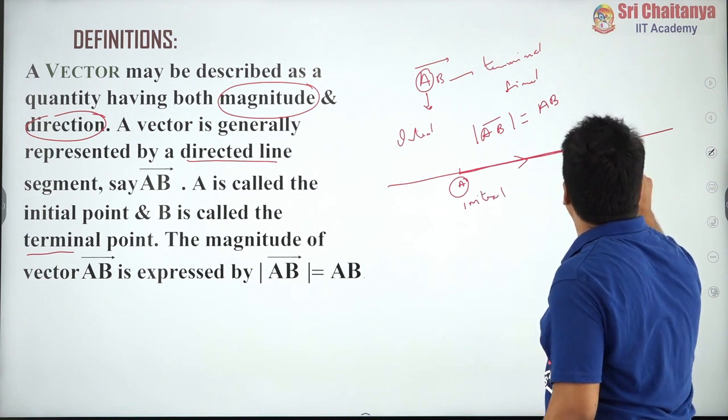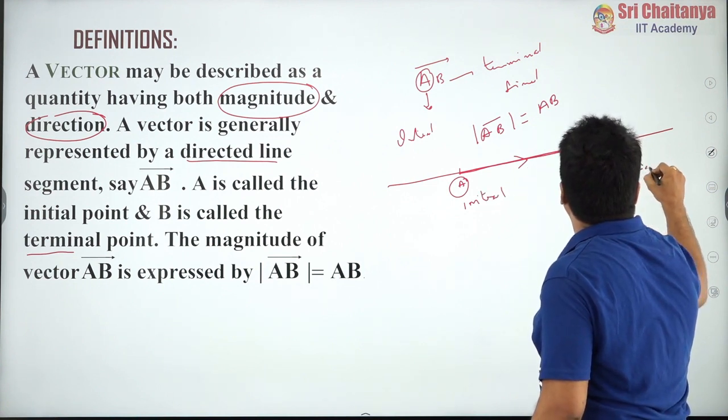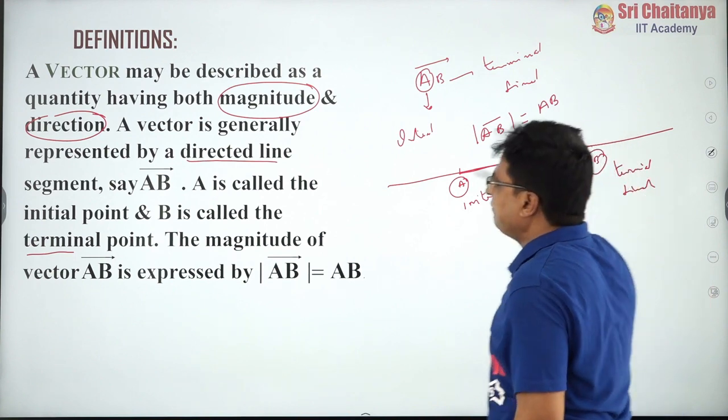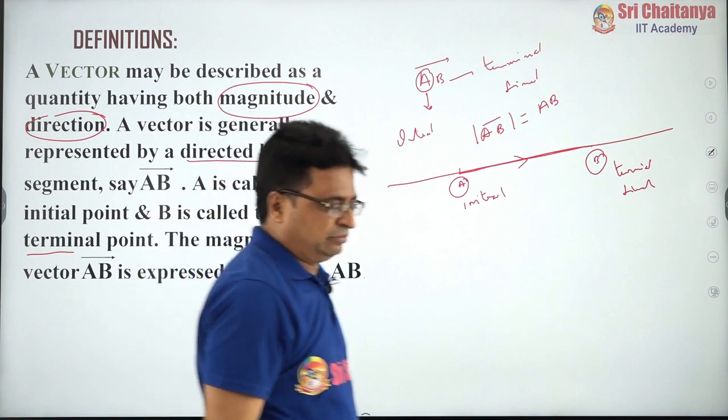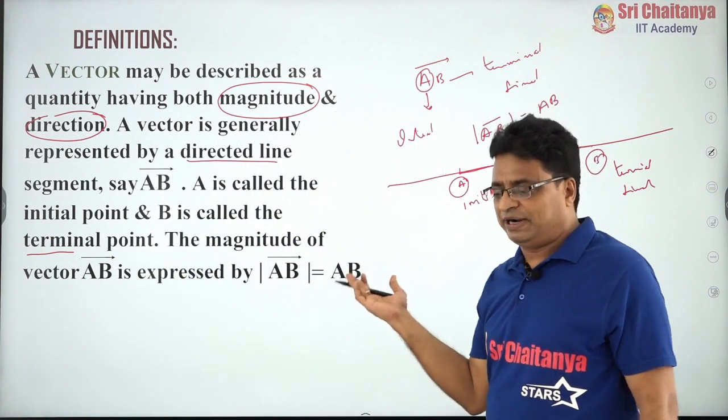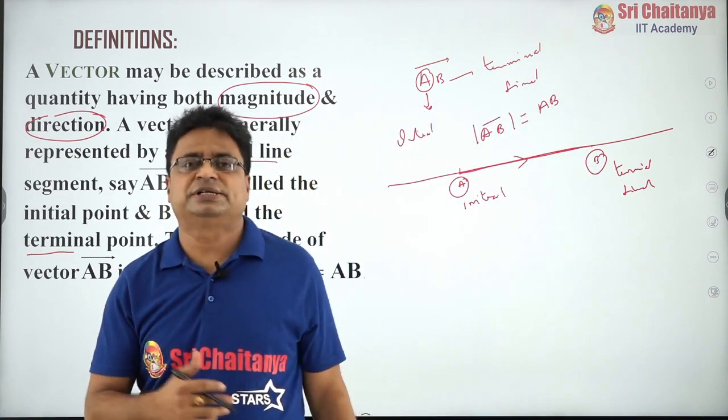and this point B is called the terminal point or final point. Okay? This is one basic definition of the vector. Of course, several examples will be there. You might have learned all those things in your physics classes also.